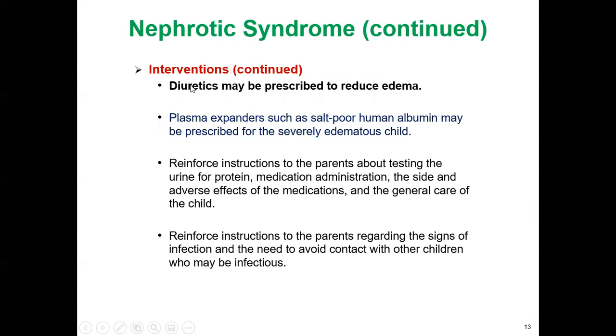What next? In case of nephrotic syndrome, diuretics may be prescribed to reduce the edema. Diuretics are an antihypertensive medication, but we use them here to reduce edema. A plasma expander such as salt-poor human albumin may be prescribed for a severely edematous child.